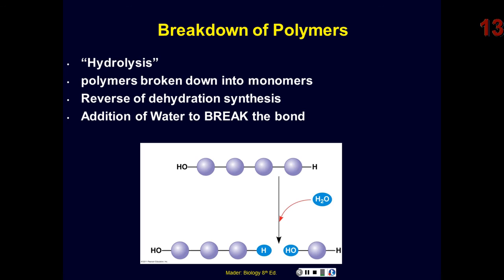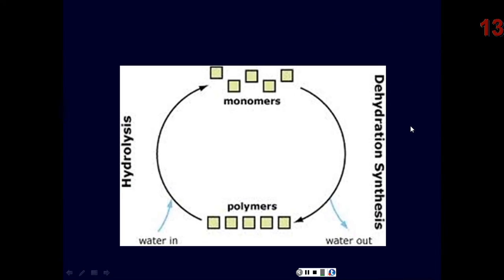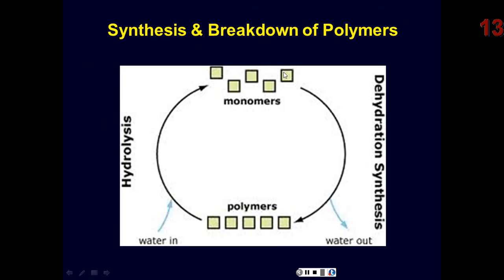Okay, so let's summarize this. How do we build an organic molecule? How do we build and break down? We have monomers. We build a polymer with dehydration synthesis where water comes out. How do we break down a polymer? We do that with hydrolysis. We have to have water coming in to break the polymer into individual monomers.